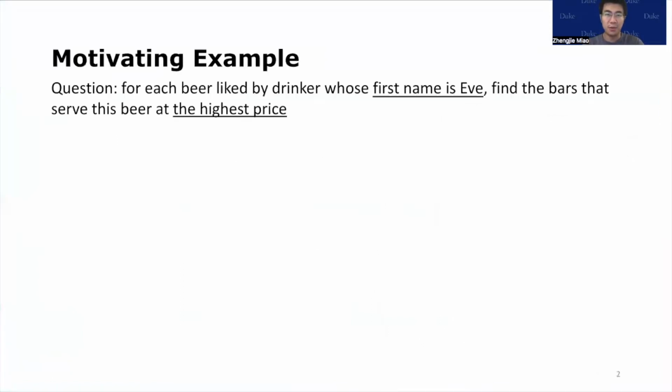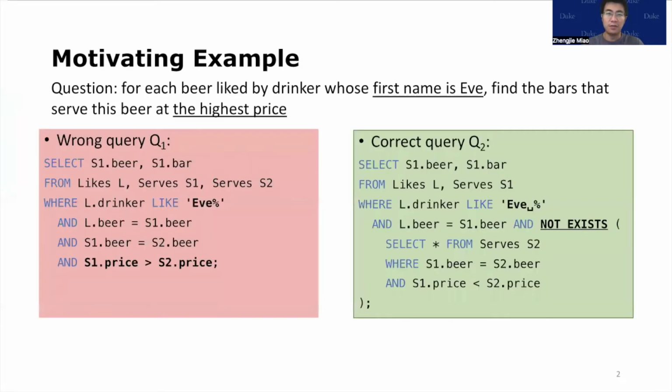First, let's see a motivating example from the classroom setting. In database courses, instructors often give exercise questions to students like this one. For each beer liked by a drinker whose first name is Eve, find the bars that serve the beer at the highest price. There can often be some errors in student submissions.